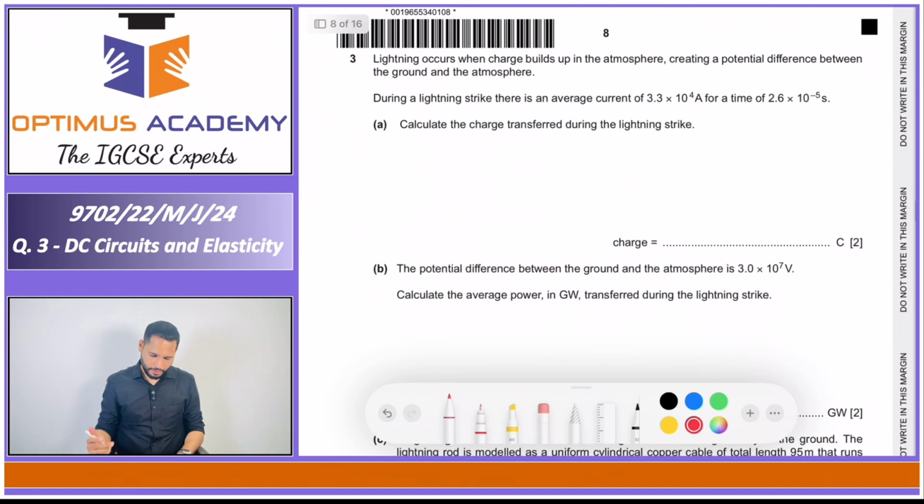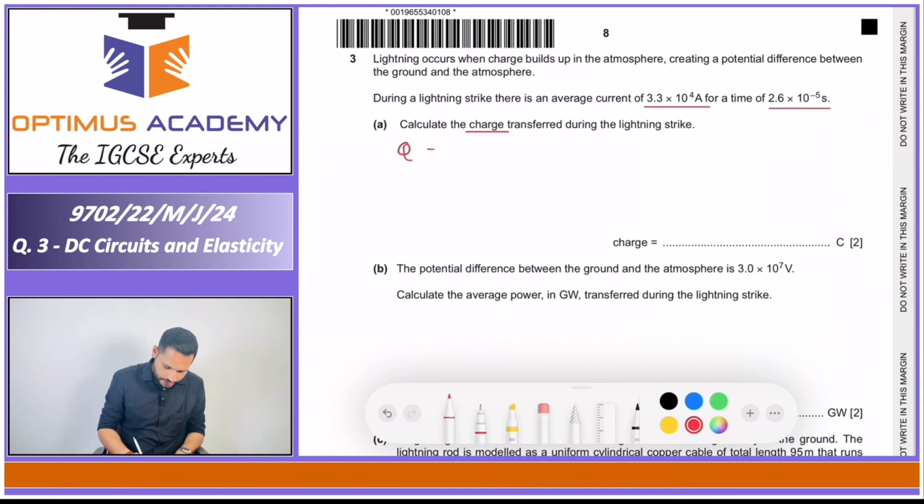We will go to question number 3 now. Question number 3 says, lightning occurs when charge builds up in the atmosphere, creating a potential difference between the ground and the atmosphere. During a lightning strike, there is an average current of 3.3 into 10 raised to 4 ampere for time of 2.6 into 10 raised to minus 5 seconds. Calculate the charge transferred during the lightning strike.